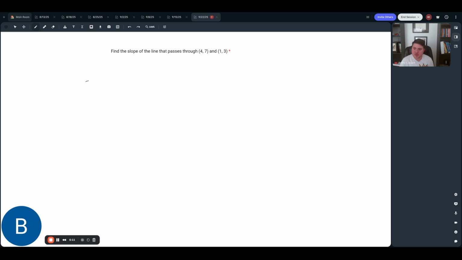So slope is the measure of how steep or not steep a line is, and it is defined as change in y values divided by change in x values. So with coordinate points, a way that you can write that is y2 minus y1 divided by x2 minus x1.